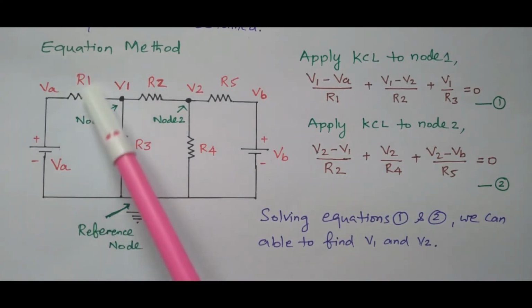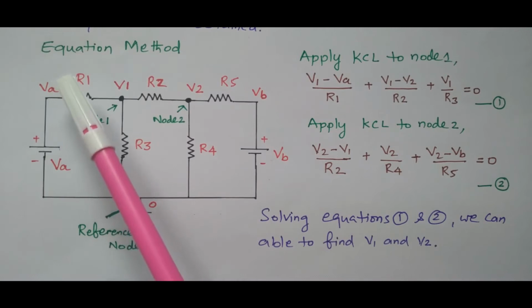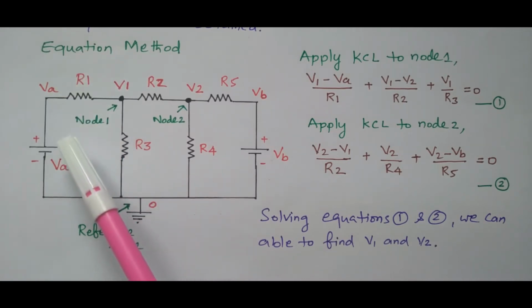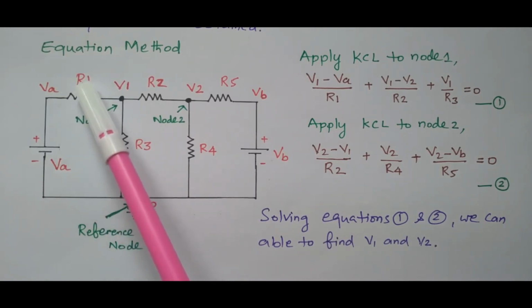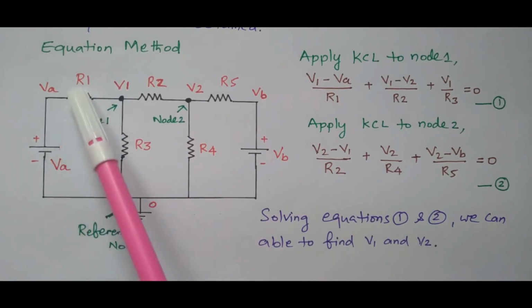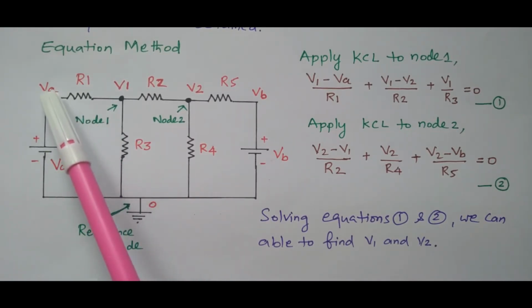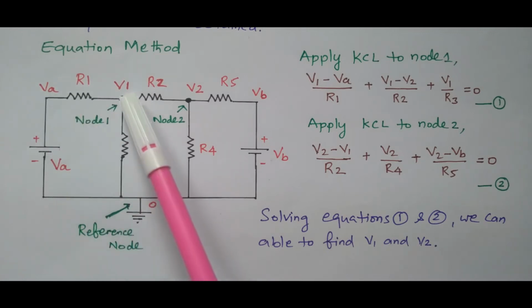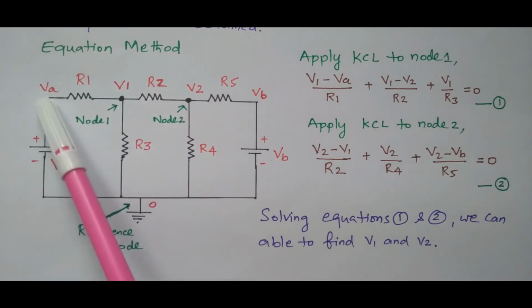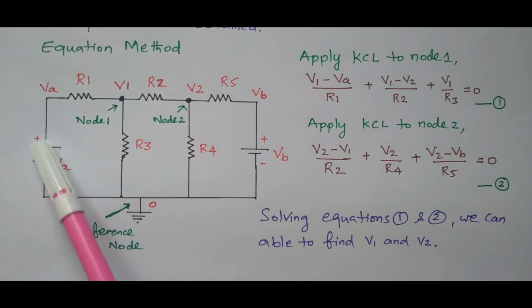How will you find the current in this branch? Current I equals V by R. R is available, R is R1. What is V here? This R1 is connected between these two points. At this point the voltage is V1, at this point the voltage is VA, the supply voltage.